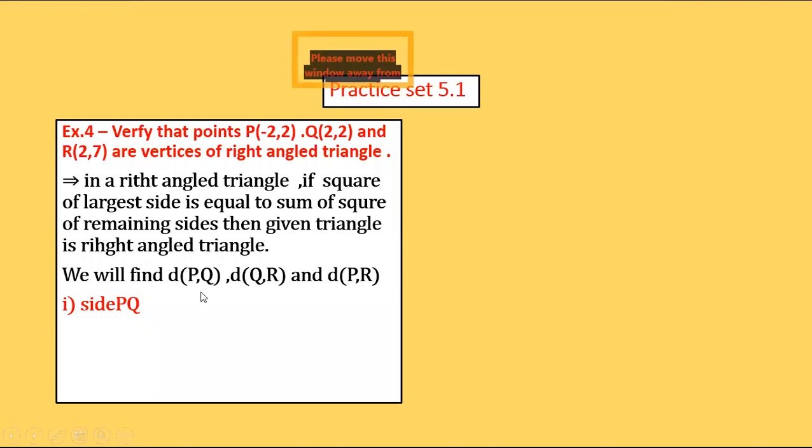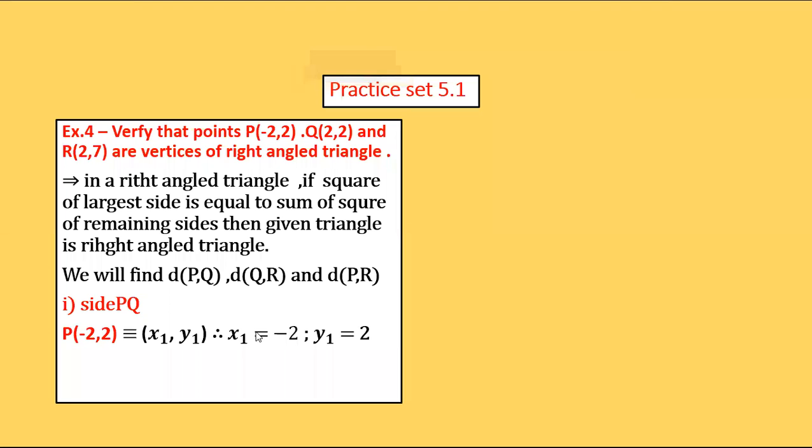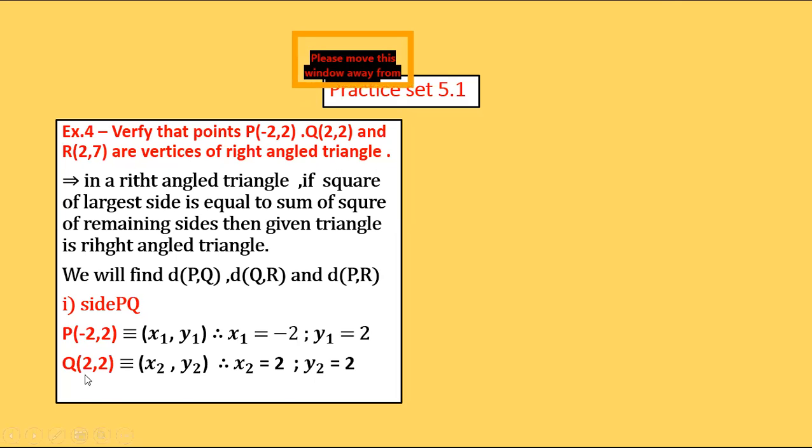First, to find distance PQ, that is side PQ. The coordinates of point P(-2, 2), consider as x1, y1, therefore x1 is equal to -2, y1 is equal to 2. The coordinates of point Q(2, 2), consider as x2, y2, therefore x2 is equal to 2, y2 is equal to 2.